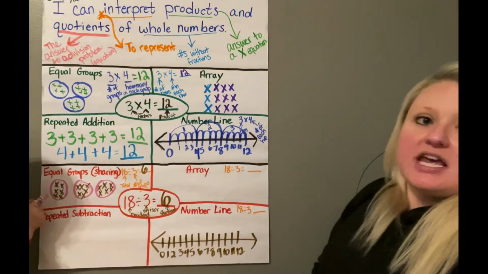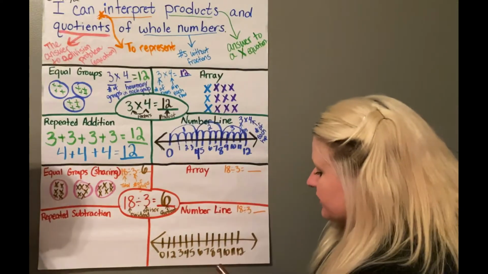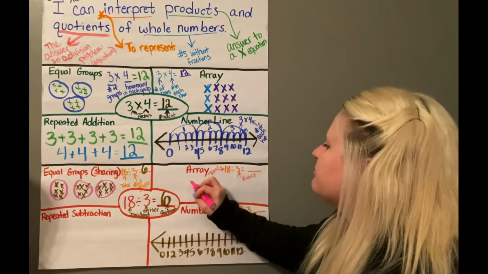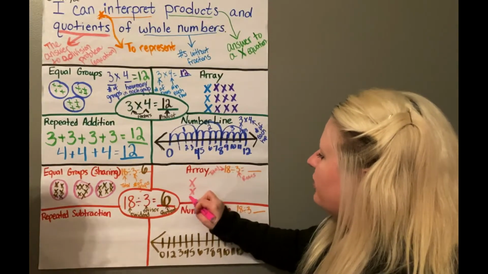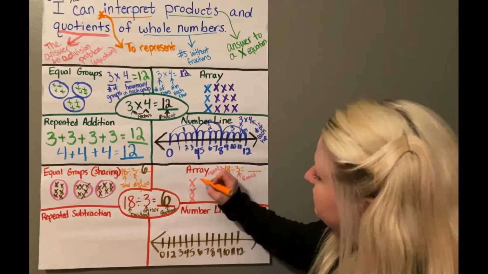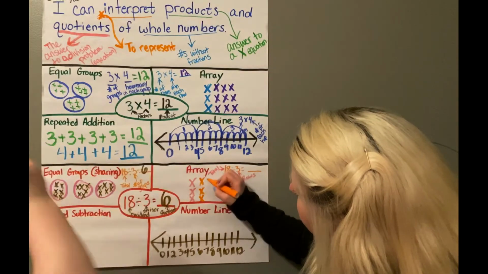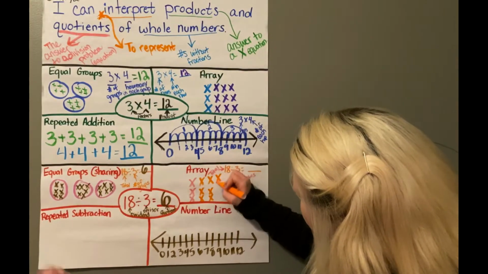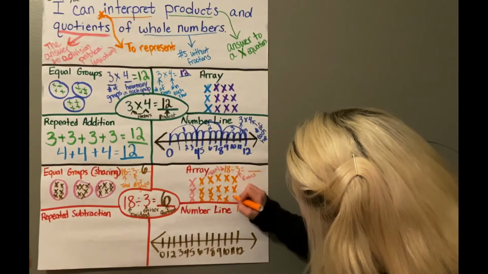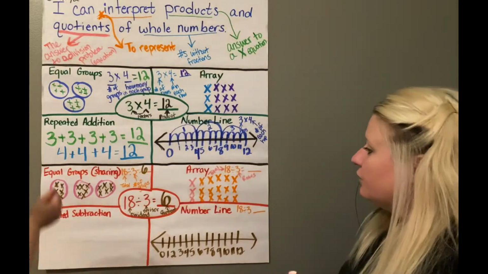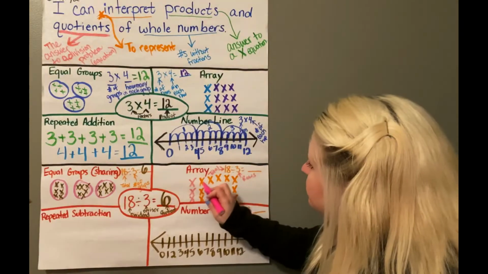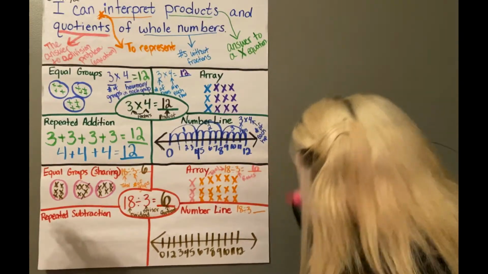Okay, so now the same thing applies over here for our array. So I still have my total, but this is going to be my number of rows. So if I have 3 rows, I'm going to go ahead and draw my 3 rows. Now I need to use all 18 because that's my total. So I'm at 3, 4, 5, 6, 7, 8, 9, 10, 11, 12, 13, 14, 15, 16, 17, 18. So there are 1, 2, 3, 4, 5, 6 in each row.